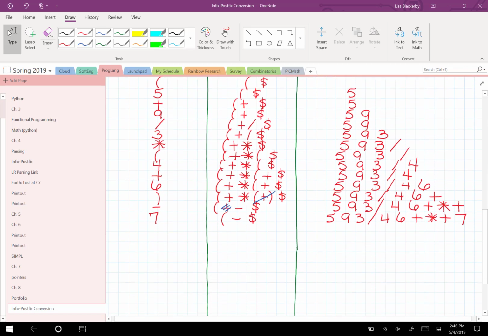And then finally we have our right parenthesis. Okay, so that means these are both parentheses, so we pop everything off between them, which is everything. So that minus goes over there. So there is our expression.